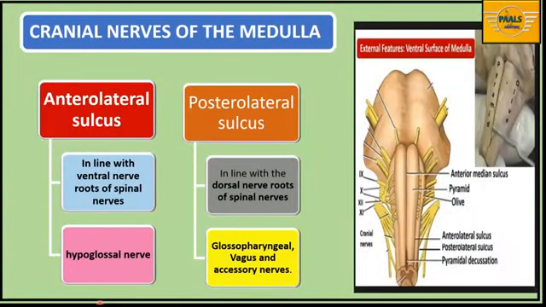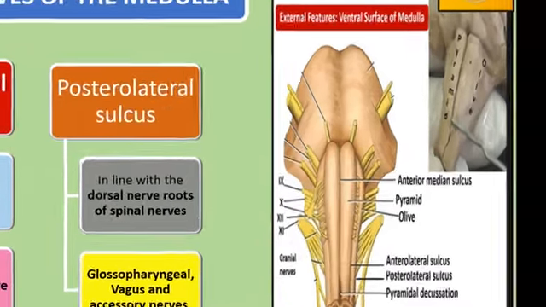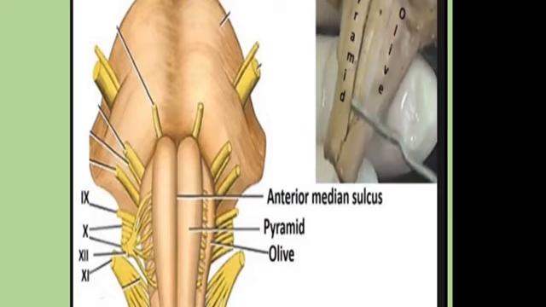Before we look at the structures in the posterior surface, let's consider the cranial nerves that are emerging from the medulla. We'll start with the anterior surface. In the anterolateral sulcus here, we will see the hypoglossal nerve emerging. This anterolateral sulcus is also in line with the sulcus through which the ventral nerve root of spinal nerves emerge in the spinal cord.